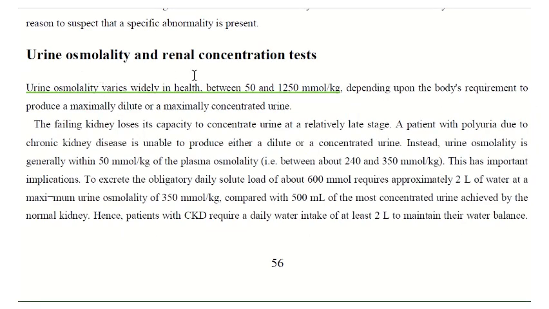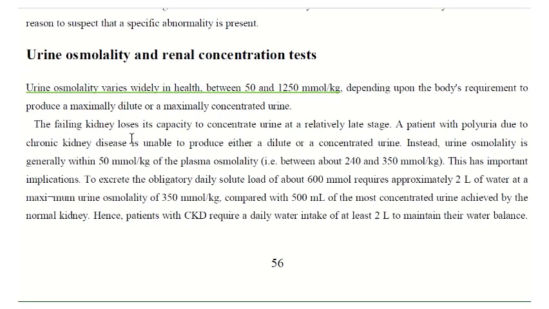Urine osmolality and renal concentration tests. Urine osmolality varies widely in health between 50 and 1250 millimole per kg, depending upon the body's requirement to produce a maximally dilute or a maximally concentrated urine. إذن تتنوع urine osmolality بشكل كبير in health بين 50 و 1250 مليمول per kg اعتمادا على متطلبات الجسم لإنتاج a maximally dilute or a maximally concentrated urine.